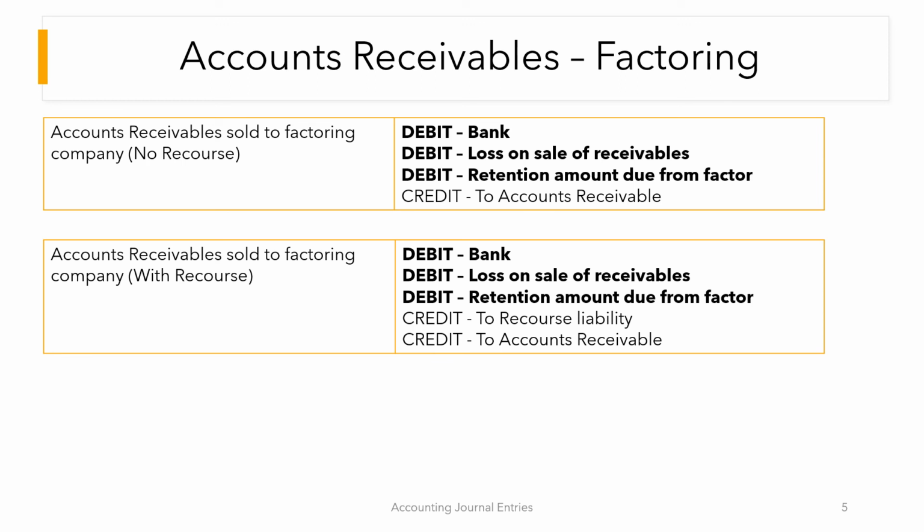The only segment which is different from the no recourse is to create a liability, a credit to the recourse liability account. So we have to cover to the extent where the factor has a recourse and we have to pay back to the factor. So the liability has to be created to that extent.